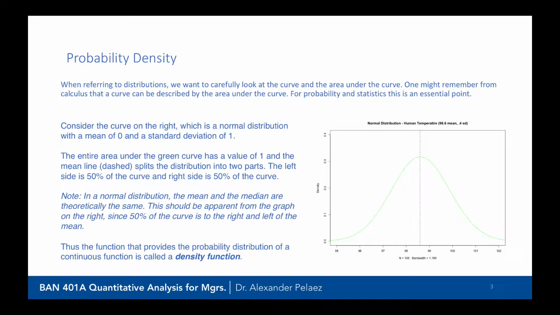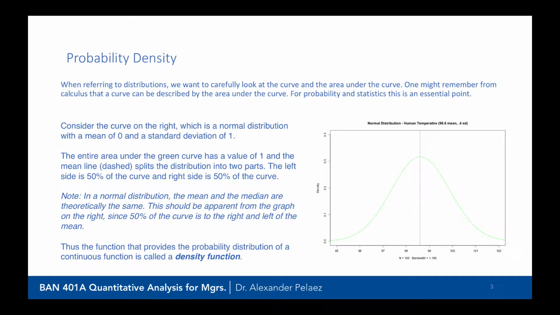When referring to these distributions, we want to carefully look at the curve and the area under the curve. Now, you might remember from calculus that a curve can be described by the area under the curve. So for probability and statistics, this is an essential point. Consider the curve on the right, where we have a normal distribution with a mean of 0 and a standard deviation of 1. The entire area under the green curve has a value of 1, and the mean line, the dashed line, splits the distribution into two parts. The left side is 50% of the curve, and the right side is 50% of the curve.